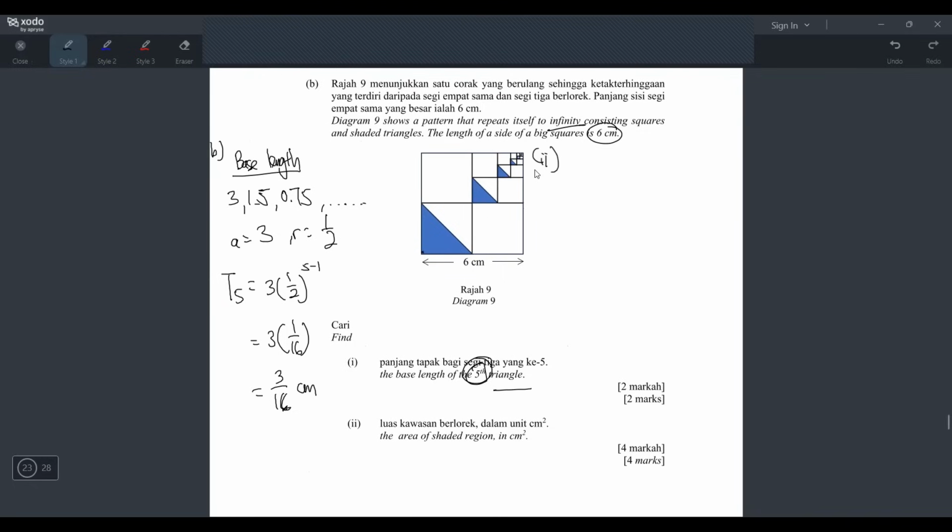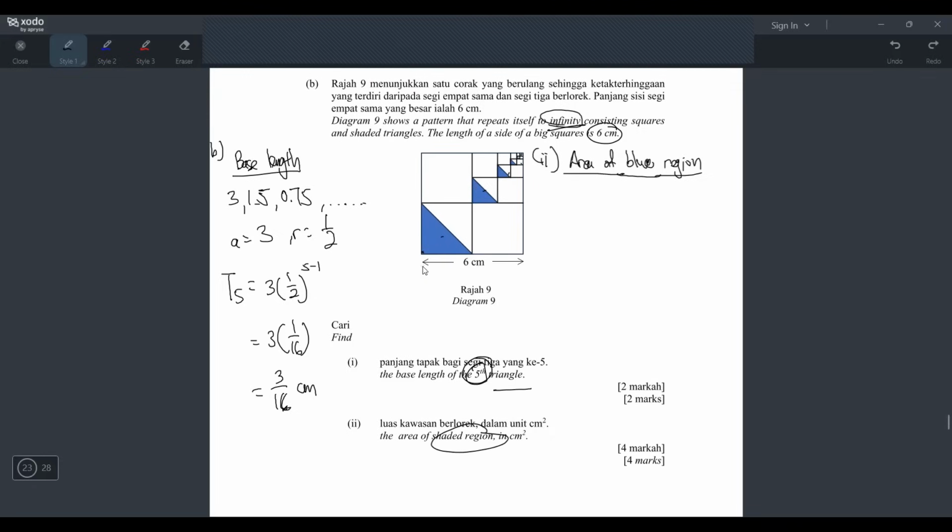So that's it. Now let's do number 2. Number 2 says find the area of the shaded region in cm square. The shaded region is the blue colored one. How to find the area of the shaded region? You need to know how many triangles there are. There are infinity, right? Because they say this pattern repeats until infinity. So what I have to do is form a progression using the area first, the area of the blue region, or you can also write area of the shaded region. So you form a progression first, and then you find the S infinity, because there are infinitely many shaded regions, right?